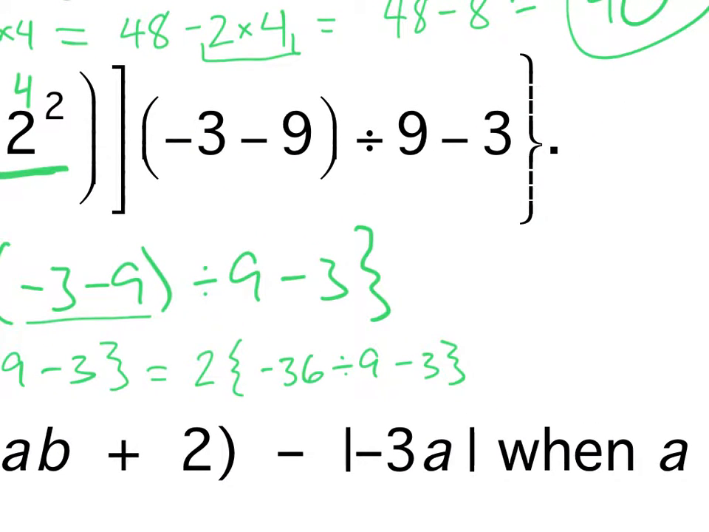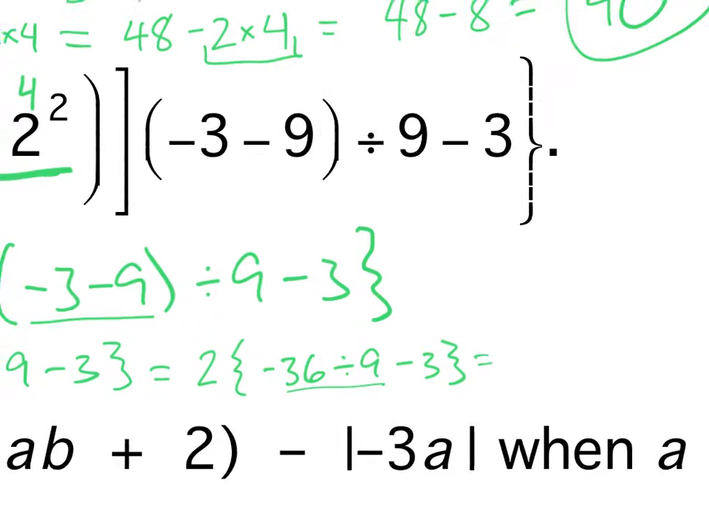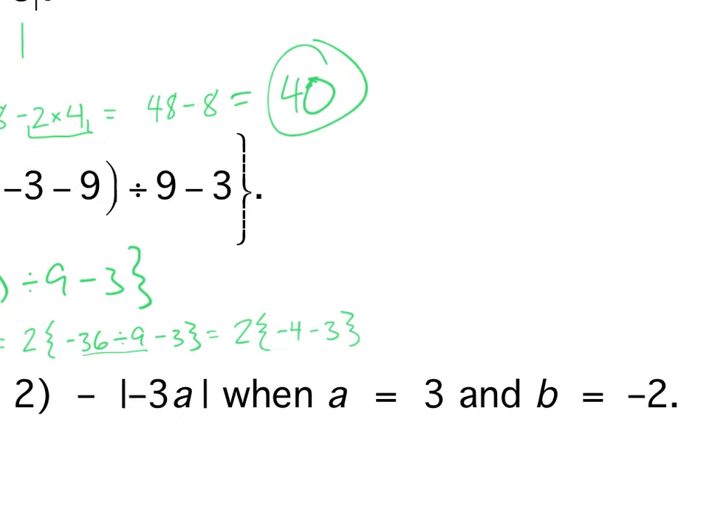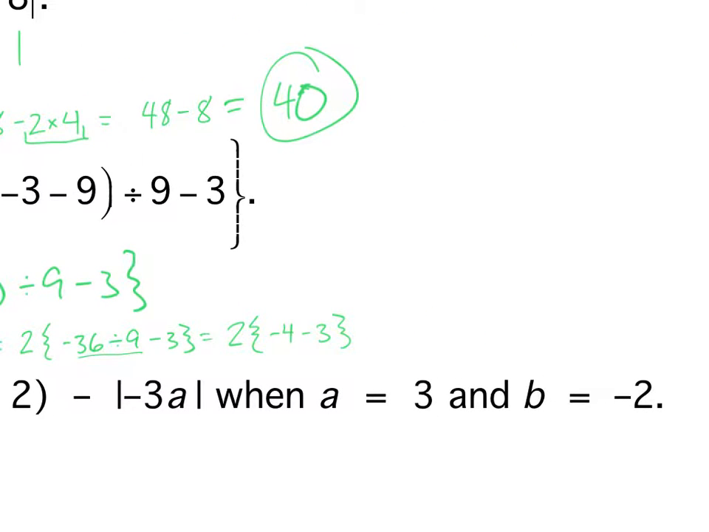The next thing I get to in the parentheses is the 36 divided by 9, or actually negative 36 divided by 9. So negative 36 divided by 9 is negative 4. And then I keep the minus 3 there. And now I'm ready to do the subtraction since I've done the multiplication and division. Negative 4 minus 3 is negative 7.